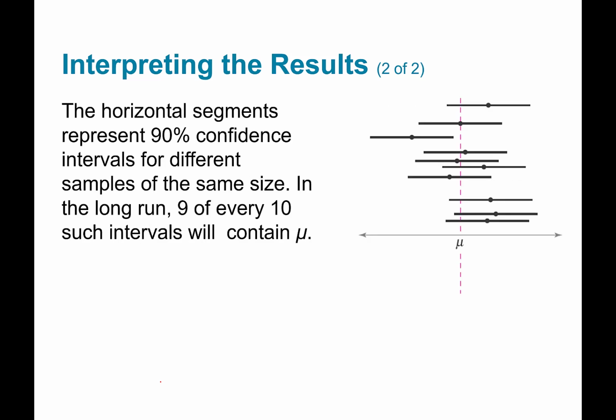So pictorially, what this looks like is each of these horizontal segments represents a 90% confidence interval for this data, for different samples of the same size. In the long run, for a 90% confidence interval, 9 of those 10 intervals will contain the population mean mu. 1 will not. That's what we're actually saying here.